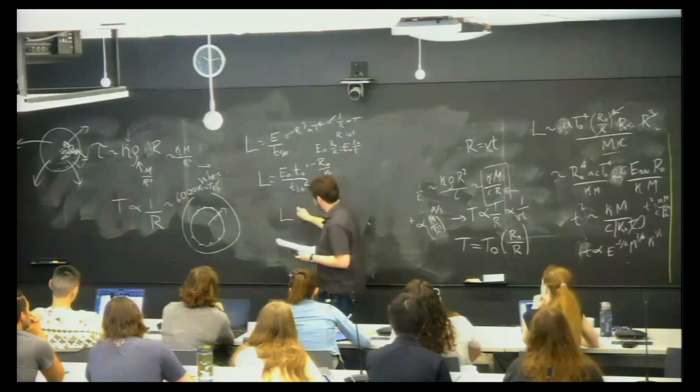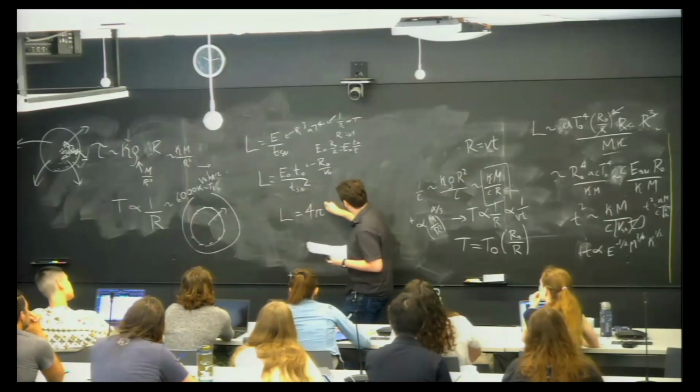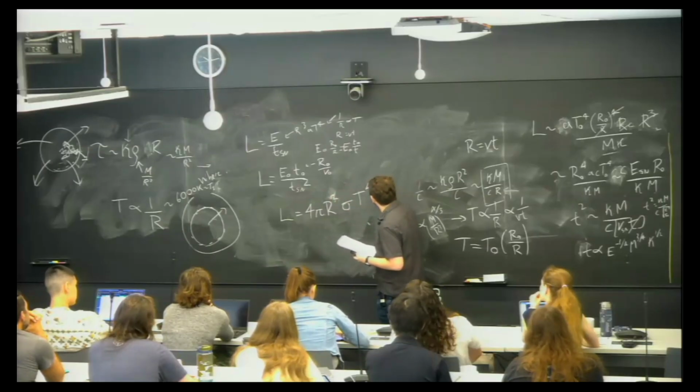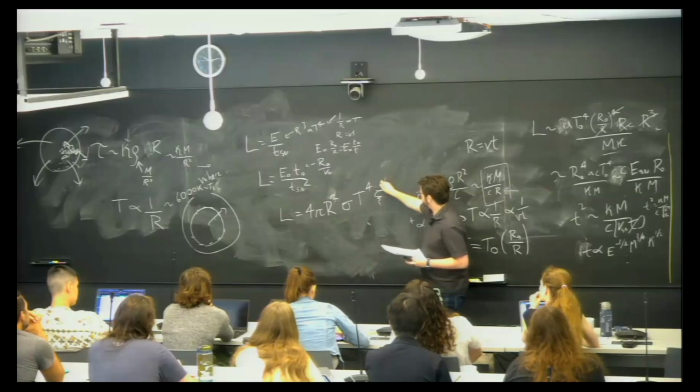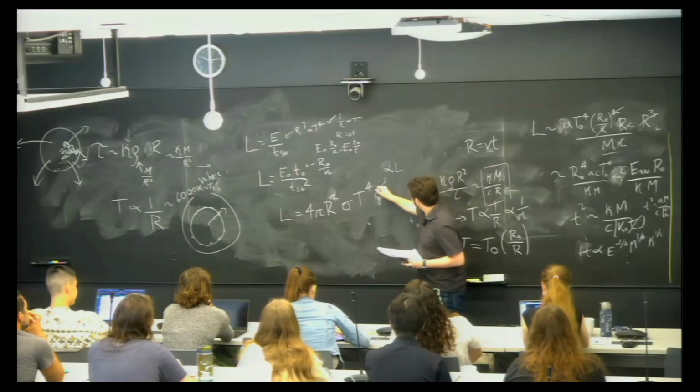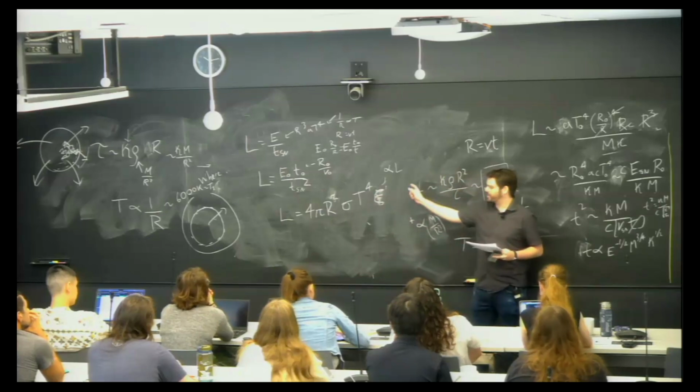We can equate this to the fact that the luminosity is 4 pi r squared sigma T to the 4th, up to some dilution factor that's really just proportional to the luminosity. I know how to write a nice psi, but I always write them as squiggles because I don't believe them.